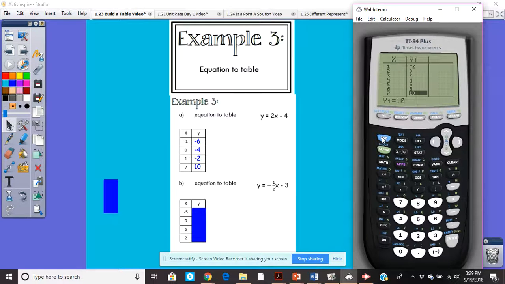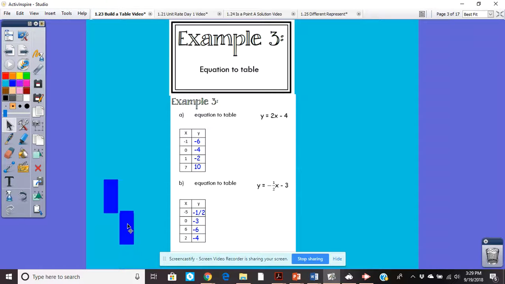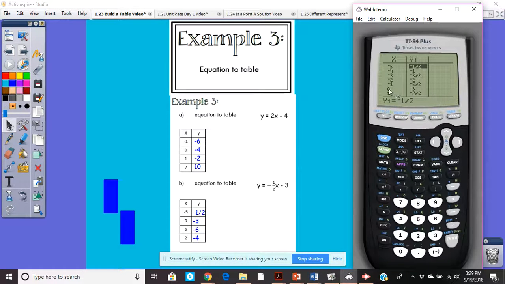And then my final table here is -1/2 x. So 1/2 x, and make sure that you're getting out of the fraction when you add that x, and then -3. Second graph will give me my table. This one starts at -5, and so at -5, my y is -1/2. And then at 0, my y should be -3. And then at 6, my y should be -6. And again, that's what my table is showing.